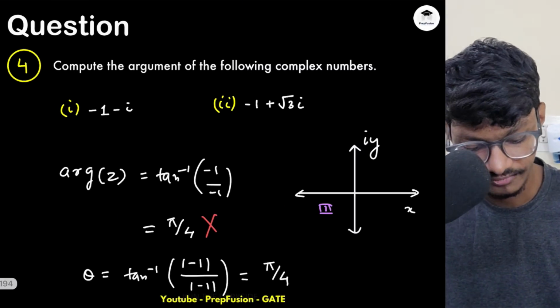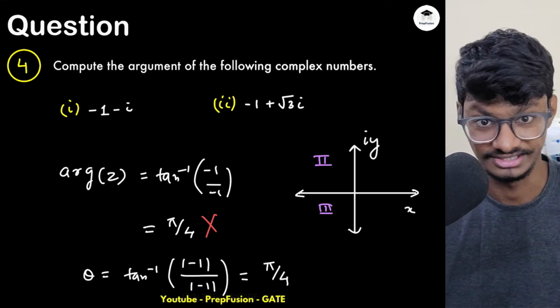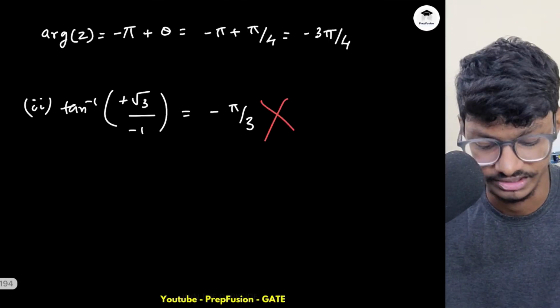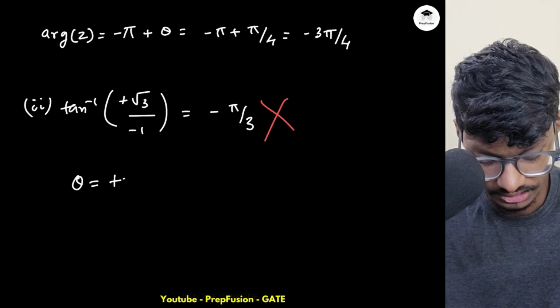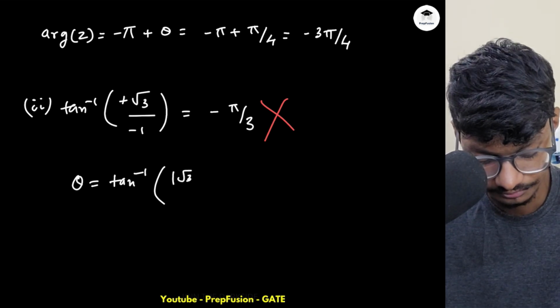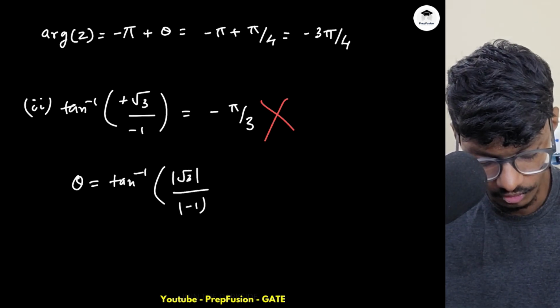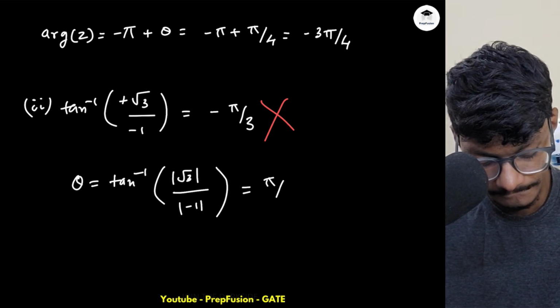So obviously you have to identify the quadrant. All these things you should do in your mind, obviously. You can't waste this much time. I'm just explaining, that's why I'm spending this much time. So you find theta first. What is theta? Theta is tan inverse of mod of root 3 over mod of minus 1. Okay, so it will be pi by 3 simply.